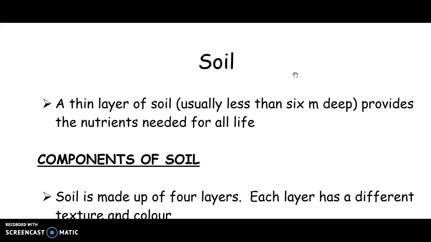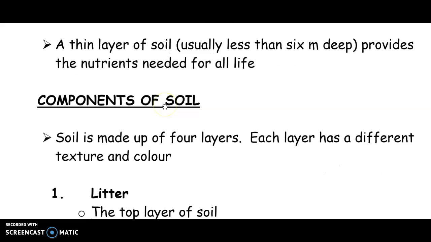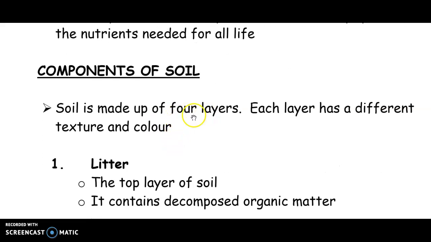Because, of course, we know that producers use the nutrients in the soil in order to build their cells and to grow, and then, of course, continue through the food chain, right? With the producers being trophic level number 1. So the different components of soils, there's 4 main layers. And each layer has different textures, different colors, and different nutrient levels.